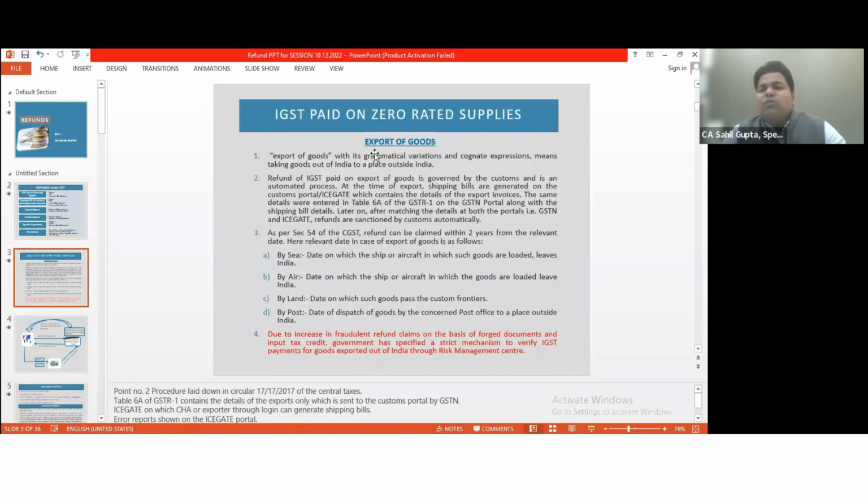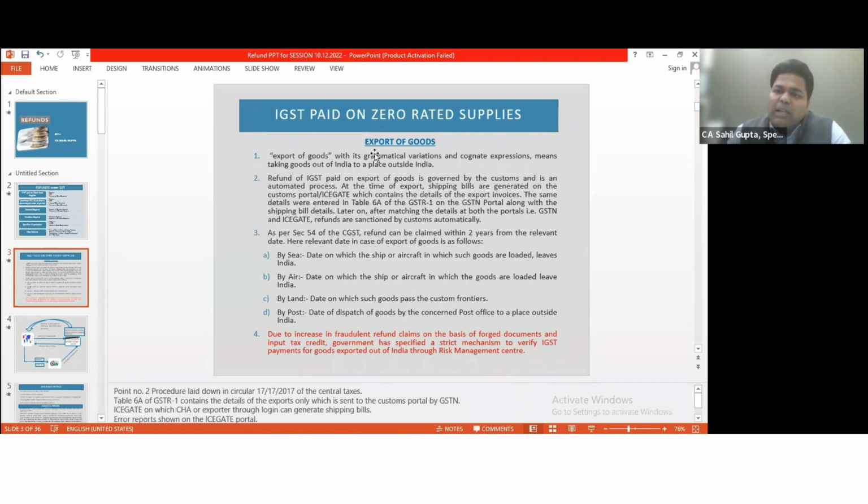First of all, I am going to discuss the IGST paid on zero-rated supplies. On export of goods, if we export with payment of taxes, there is an automated process of refund. The customs sanction the refund automatically through the computer system.